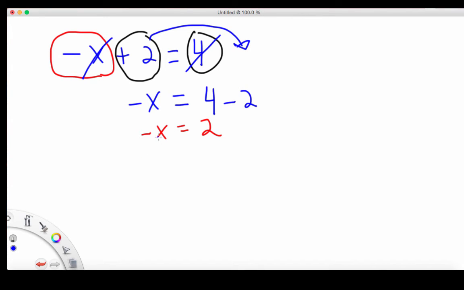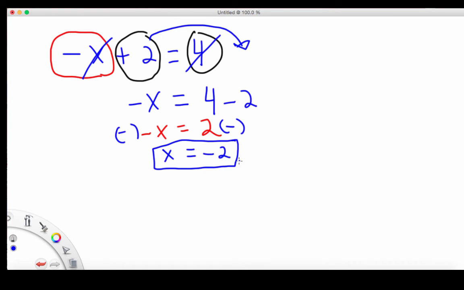So you could either divide with a negative on both sides, or what I like to do is multiply both sides by negative. So negative times negative x is positive x, equals 2 times negative is negative 2. And your answer is x equals negative 2.